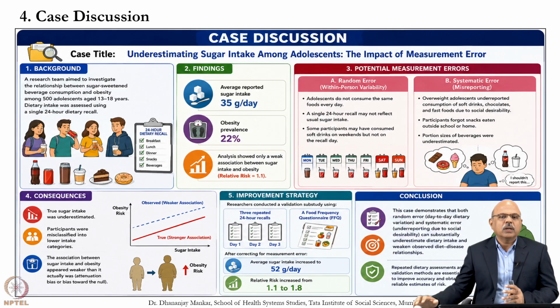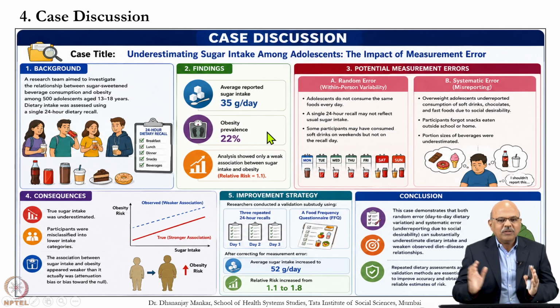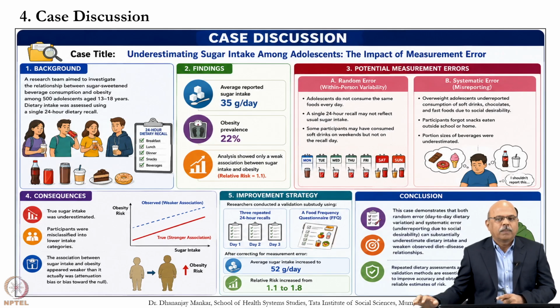The findings were that the average reported sugar intake was 35 grams per day, and the obesity prevalence among all 500 adolescents was 22%. The analysis shows only a weak association between sugar intake and obesity, with a relative risk of 1.1. What are the potential measurement errors?